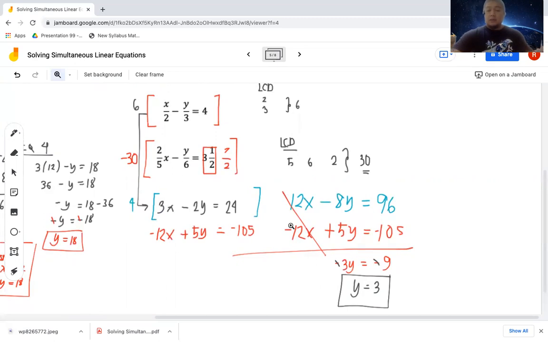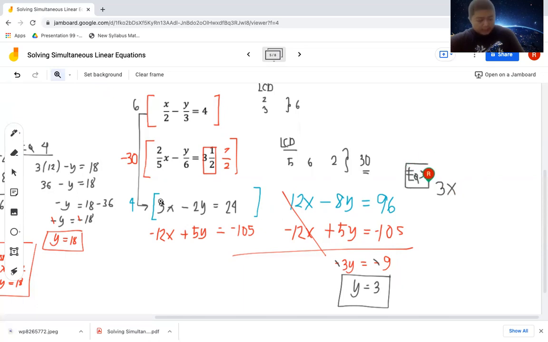Now, the same thing is what you're going to apply if you want to solve for the value of x. All you need to do is to substitute this particular answer that you acquire. So let's say, for example, if I'm going to use this equation, 3x, this is equation number 3.